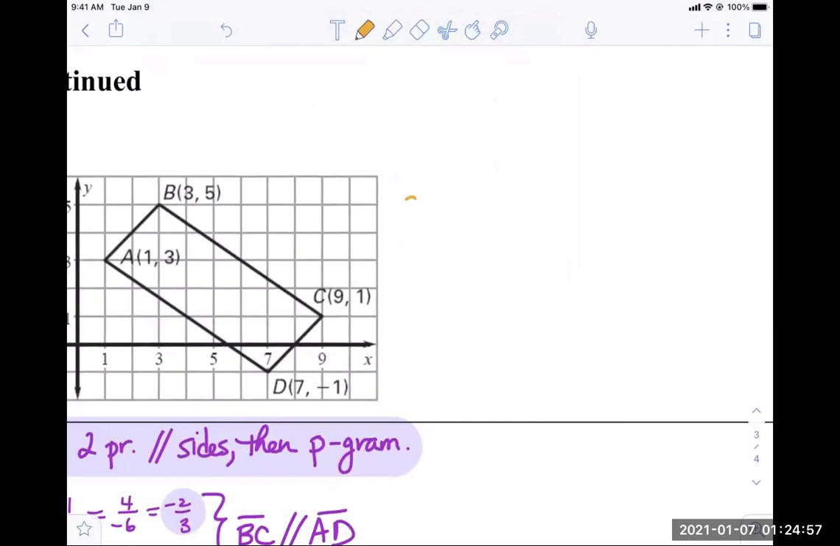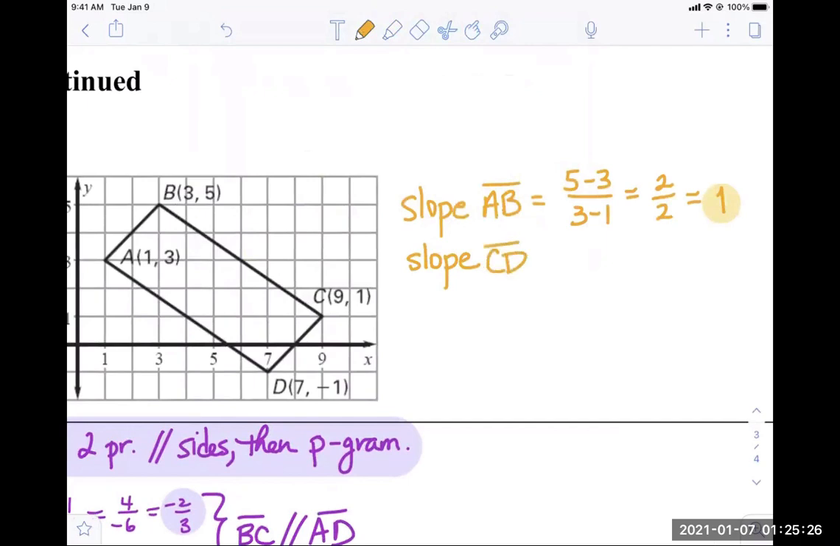All right, we're going to do the slopes of the other pair of opposite sides. So the slope of segment AB, change in y is 5 minus 3. Change in x is 3 minus 1. 2 over 2. That slope is 1. Okay, slope of the opposite side, AB should be parallel to CD. So the opposite side, change in y is 1 plus 1 over 9 minus 7. 2 over 2 is also 1.